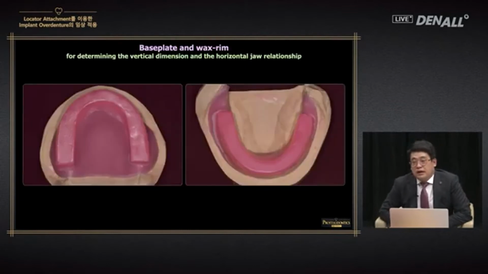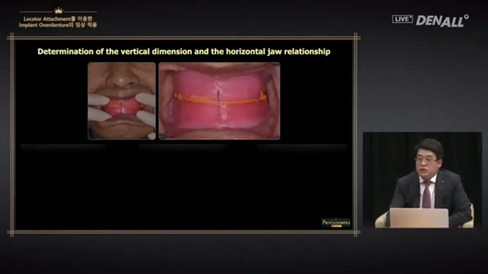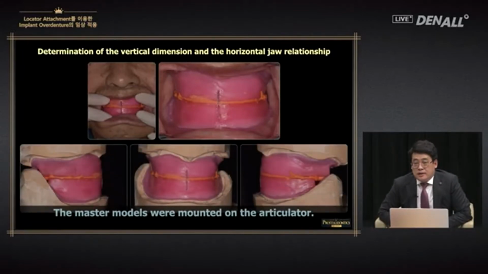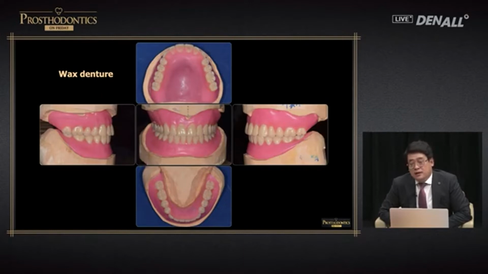Using a general recording base wax rim, take VD and horizontal jaw relationship using the traditional method. Once the master model is mounted, then you must align the artificial teeth. You don't complete it at this stage. You need to consider taking the impression and the position of the artificial teeth at midline, and these need to be factored in.